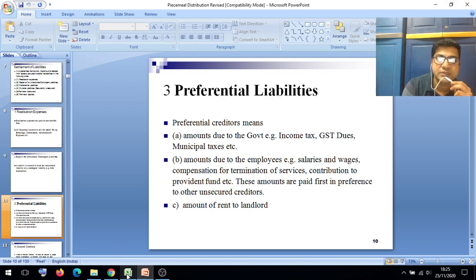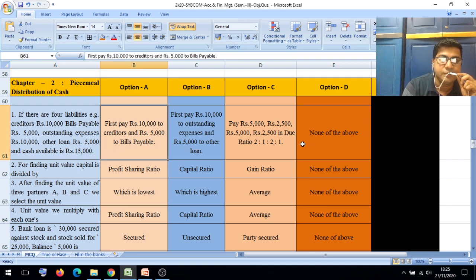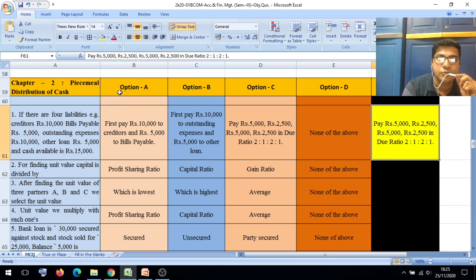Now, friends, we will discuss the objective part. First objective: if there are four liabilities, for example, creditors ₹10,000, bills payable ₹5,000, outstanding expense ₹10,000, other loan ₹5,000, and cash available is ₹15,000. Which liability do we have to pay first? Four options are there. From these, which liability do we have to pay first?